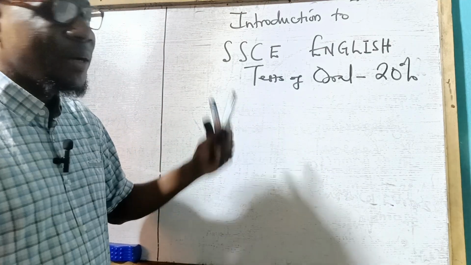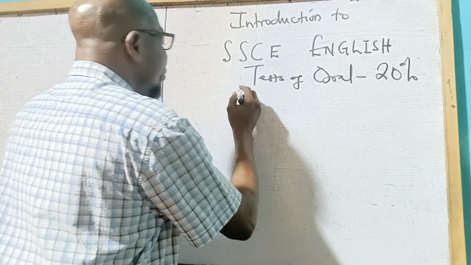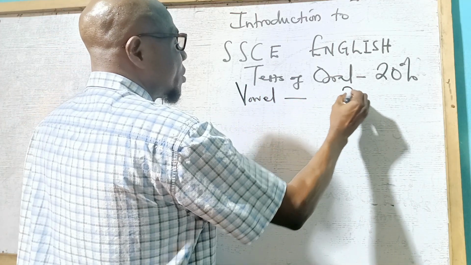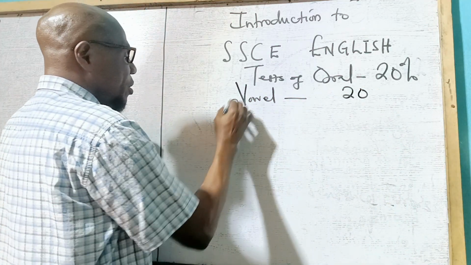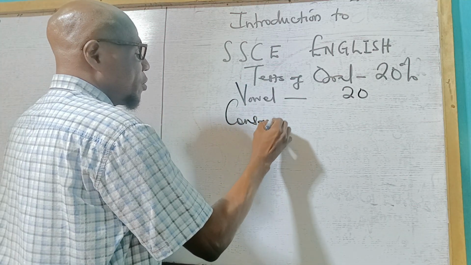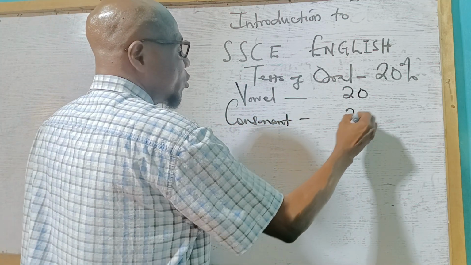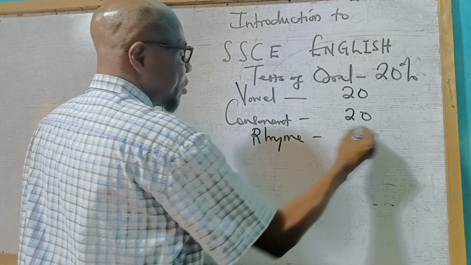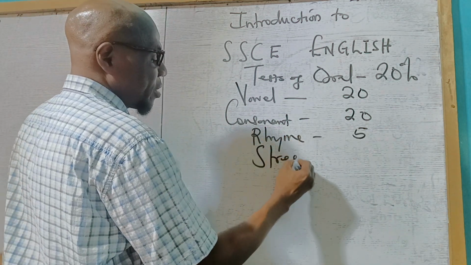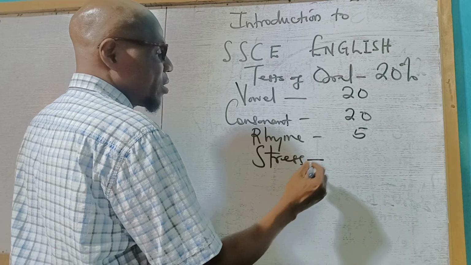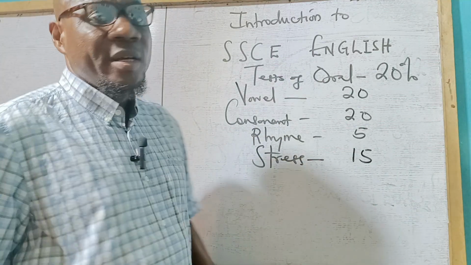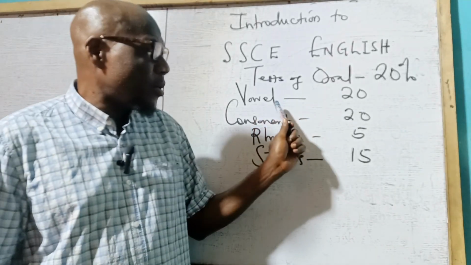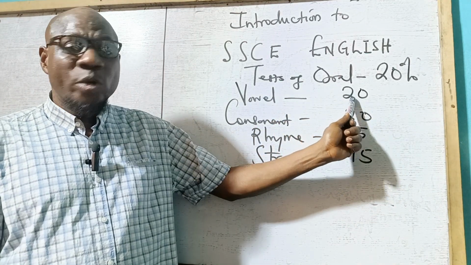So talking about test of oral, it is divided into vowel sound. For vowel sounds, there will be 20 questions. Again, for consonant sound, there will also be 20 questions. For rhyme, there will be 5 questions. And for stress, which is divided into word stress and emphatic stress, there will be 15 questions. So for test of oral, you're working on vowel sounds, 20 questions.